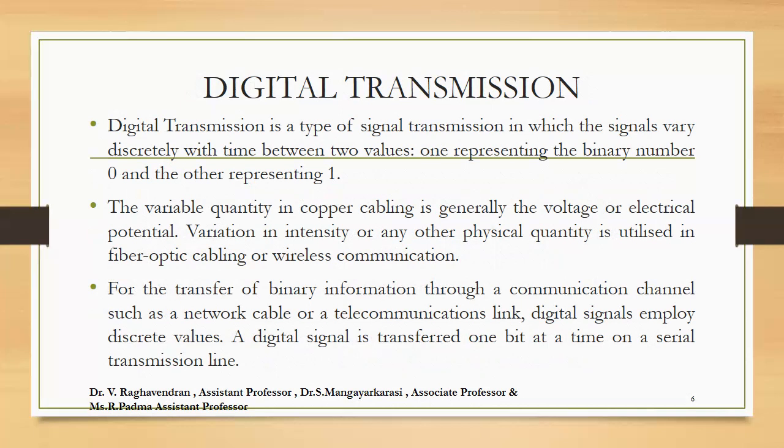The variable quantity in copper cabling is generally the voltage or electrical potential. In fiber optic cabling or wireless communications, variation in the intensity or any other physical quantity is utilized. For transferring binary information through any particular communication channel, such as a network cable or telecommunication link, digital signals employ discrete values. A digital signal is transferred one bit at a time on a serial transmission line.